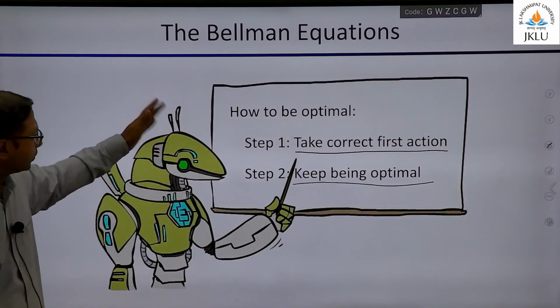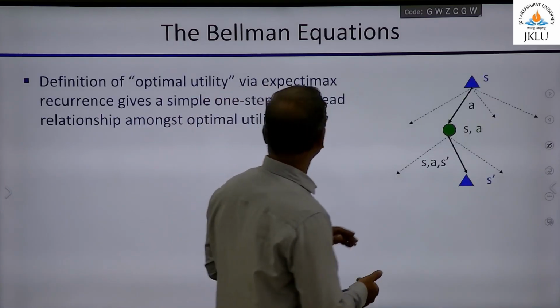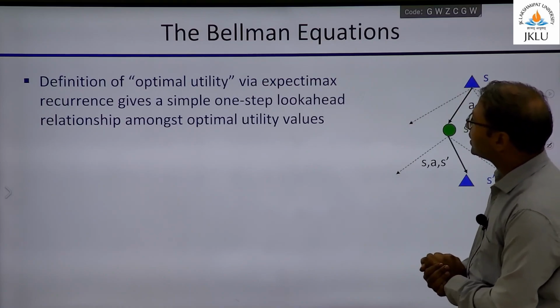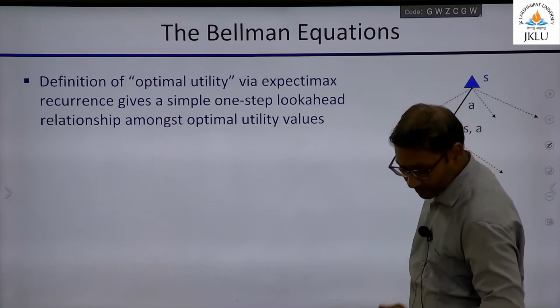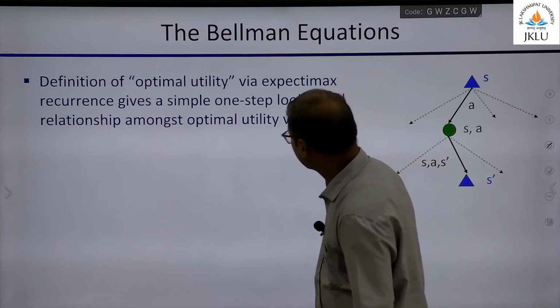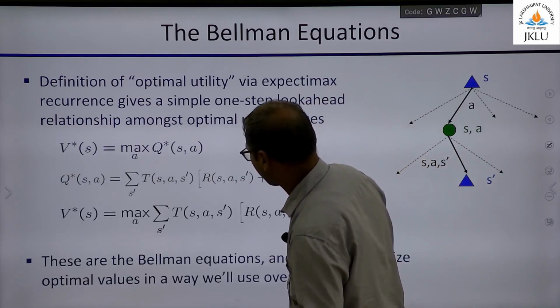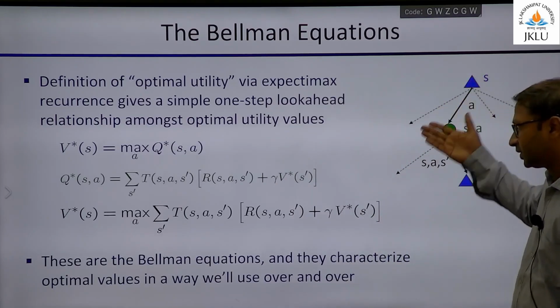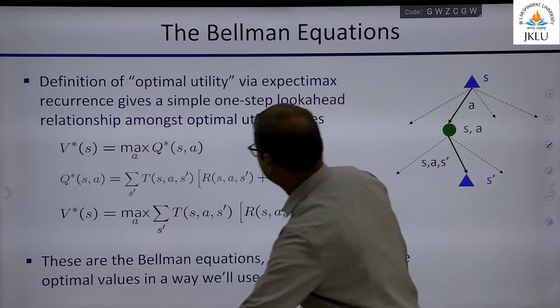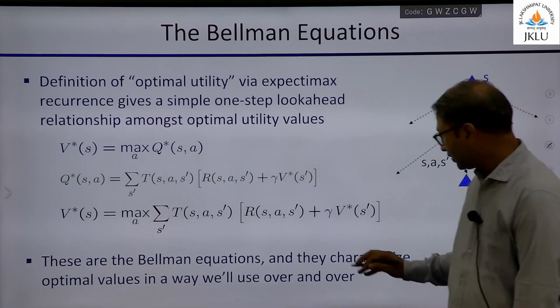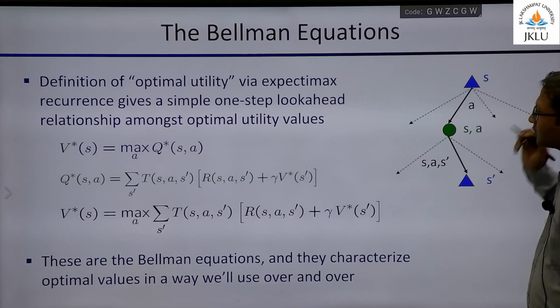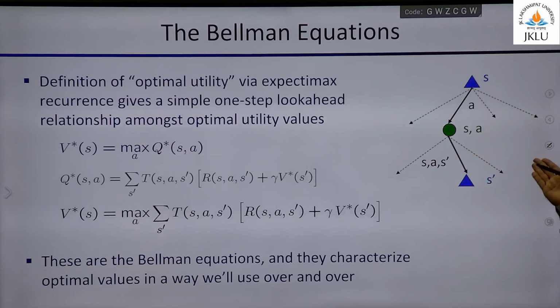Right? So but I think you understand this. This is also we have done before. So Bellman's equations, definitions of optimal utility via expected max recurrence gives a simple one-step look-ahead relationship amongst the optimal utility values. So this again we have done so many times before. These are the Bellman equations and they characterize optimal values in a way we'll use over and over. Okay. So basically this was your last question in midterm. Last से पहले वाला just, right? Just this slide was there. That's it.